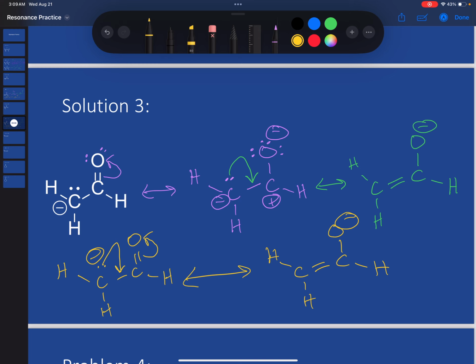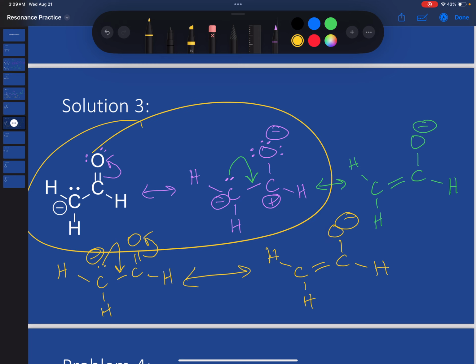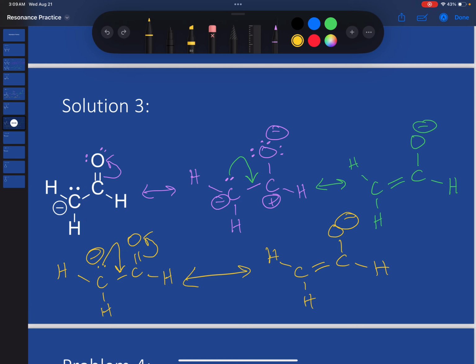So there's a few different ways you could do this. Again, it's what you're comfortable with. If you want to stick with the idea of starting by just breaking the pi bond, that's completely okay. If you're ready to do a few more steps within one resonance form, that's also great. All right, that is the third problem.